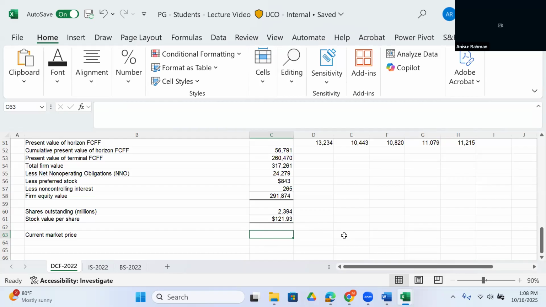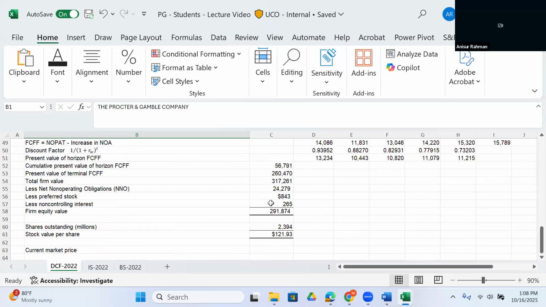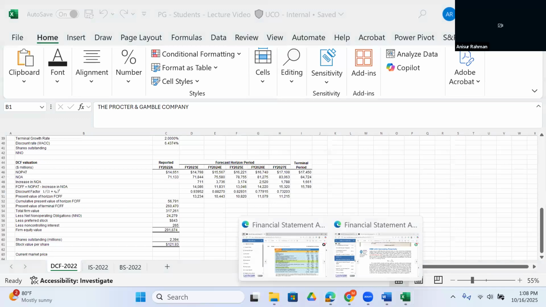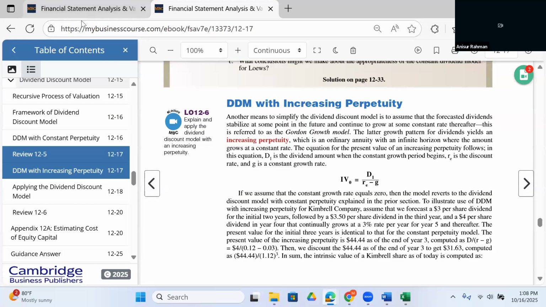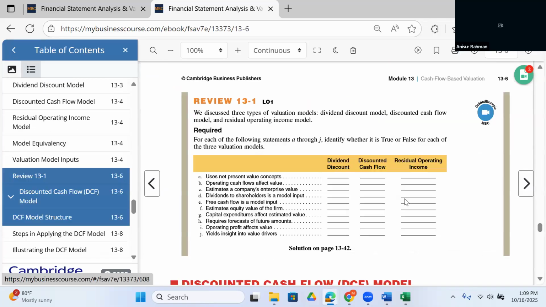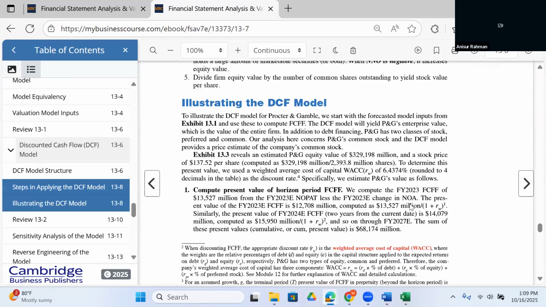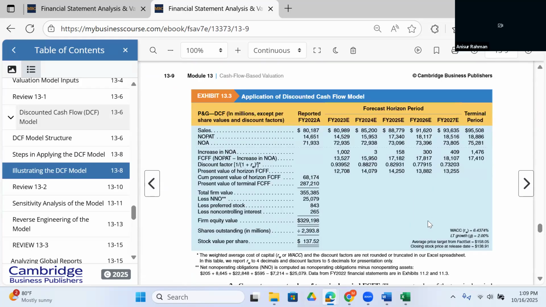So that is it for DCF for this company, and you can also go back to the textbook for more discussion on this, Chapter 13, if you have any further question. Here, now you will see they have a different number here because this is based on full forecast, right? But we are using the parsimonious method. That is one.